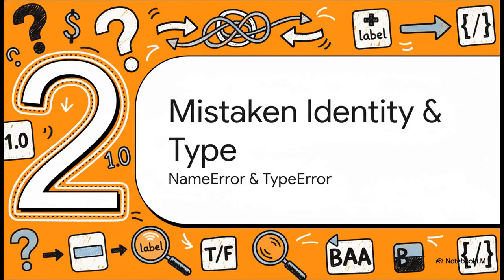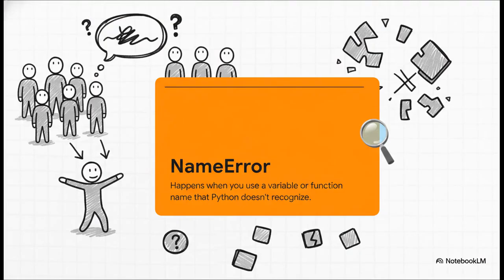Okay, so we've got the grammar down. Now let's move on to our next category, which is all about mistaken identity. This group of errors is all about what your data is called and, well, what kind of data it actually is. A NameError is kind of like calling out to a friend in a crowded room, but you use the wrong name. Nobody answers because nobody recognizes that name. It's the same in Python. If you try to use a variable that you haven't defined yet, the program just stops and basically says, I have no idea what you're talking about.